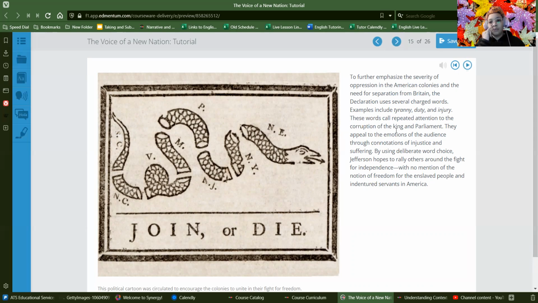But they are pointing out here that these powerful words, tyranny, duty, and injury, should have also applied to people who kept slaves at the time. But because they were more focused on having the nation be free of Britain's rule, they decided to scrap that. And they didn't make those connections.